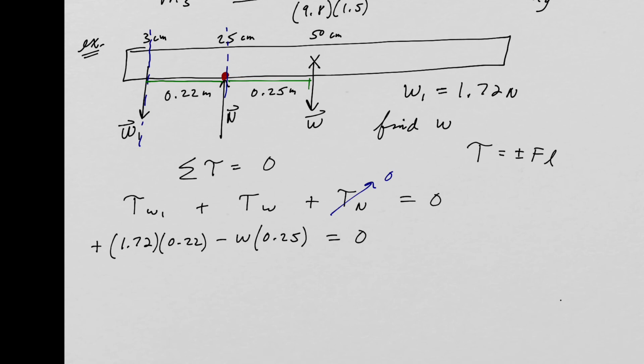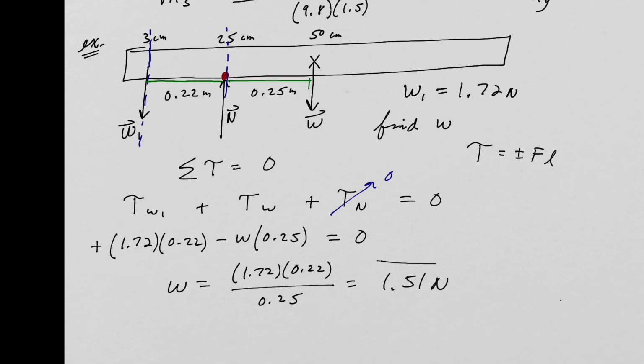And then you can solve this. If you solve this, you're going to find that W is 1.72 times 0.22 divided by 0.25, and that ends up being around 1.51 newtons. So that would be the weight of the meter stick.